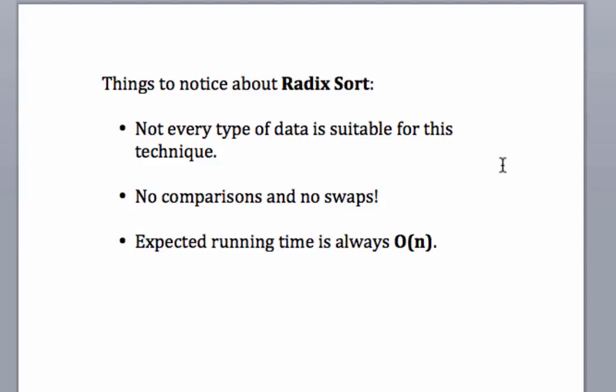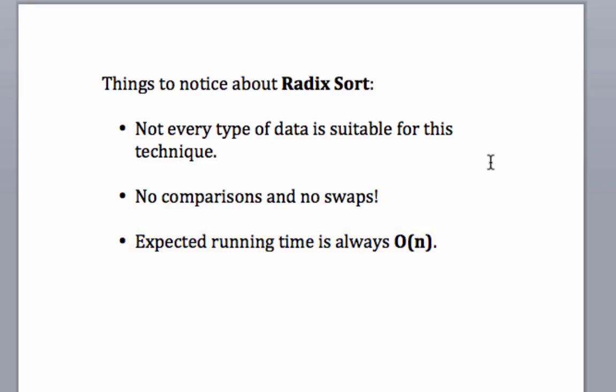So let's analyze the RadixSort. As pointed out through the discussion, not every type of data is suitable for this technique. But the thing to realize is that this is different from other sorting techniques in the sense that we do not compare one value with the rest, and we don't exchange the positions of the values. We simply regroup, creating buckets, and that leads to an expected running time of n, which means it's directly proportional to the number of buckets and the size of the data. And this is much faster than anything that is n squared, which we have studied in the past.